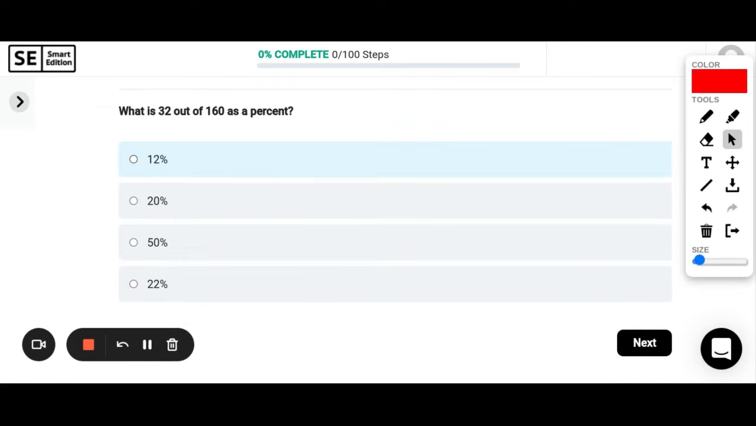Okay, what is 32 out of 160 as a percent? So we can just set this up really quickly, either as a fraction, and then remember we can just divide, or we might just know it off the top of our head. We just have to take 32 and divide it by 160. And what that gives me is 0.2.